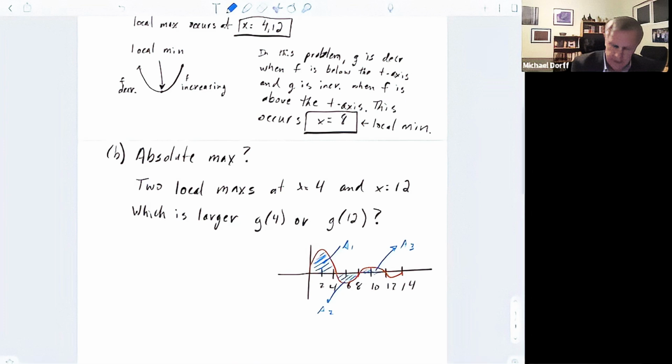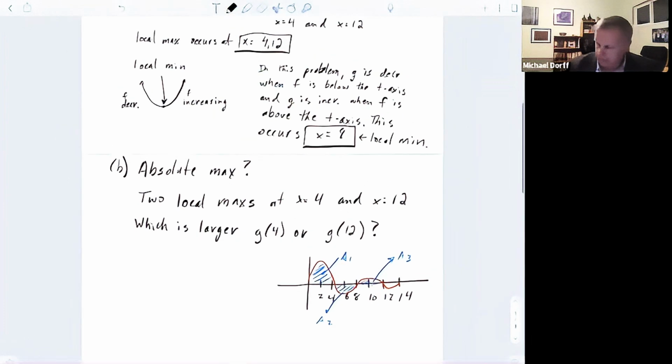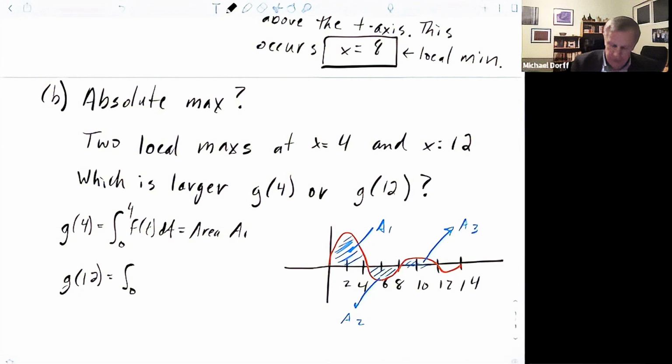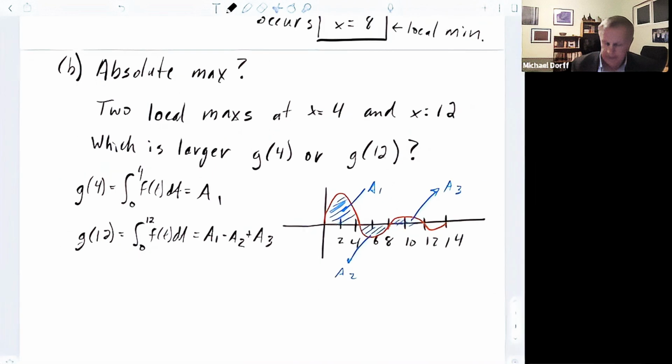Now, if you look at the original graph here, g of 4 is going to be the integral from 0 to 4 of f of t dt, and that's going to equal area A1. And if I look at g of 12, it's going to equal the integral from 0 to 12 of f of t dt, and that's going to equal A1 minus A2 plus A3. Let me rewrite this here, just as A1. We know that that's area, but I think it'll be easier to see that way.